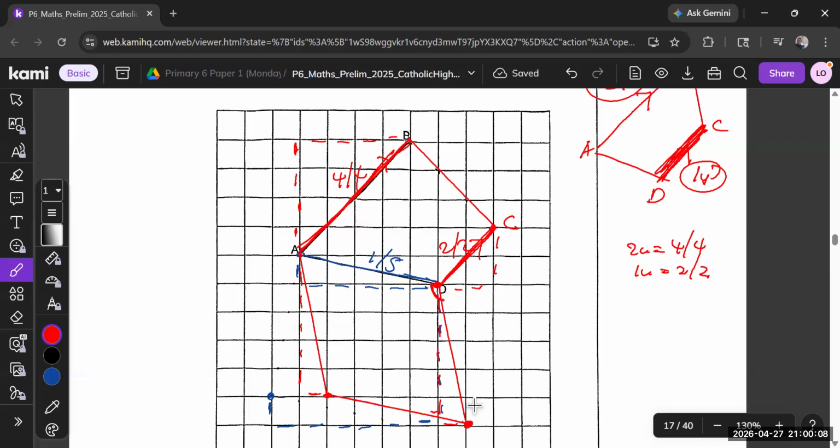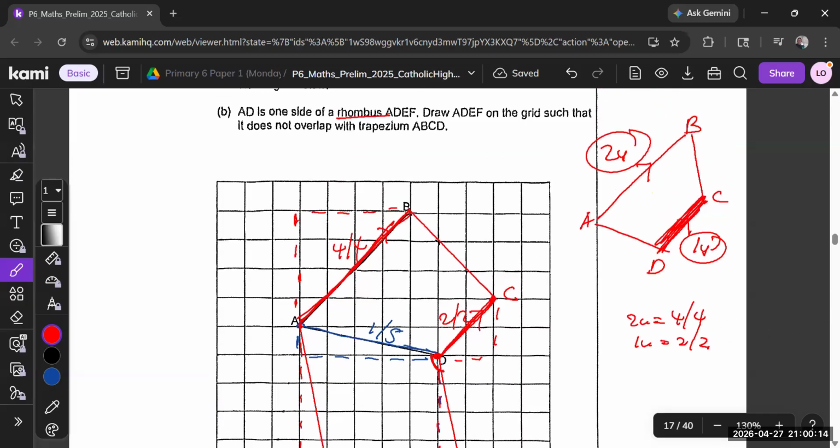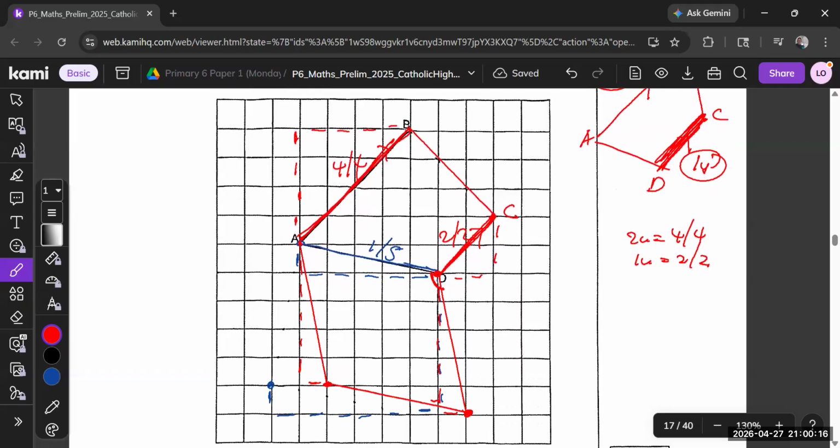And that's your rhombus. So a square is not really a rhombus. Okay? So then you label. So A, D, E, and F. Okay? And all the numbers inside the picture and the dashes, you will have to erase. You have to erase all the dashes and the numbers there, because it's not part of the drawing.